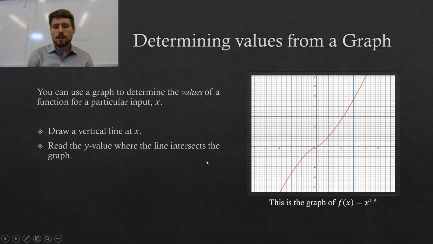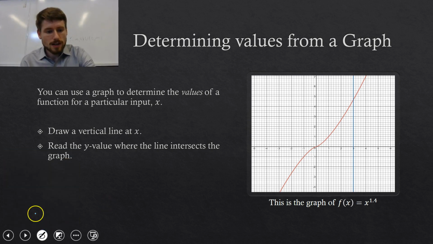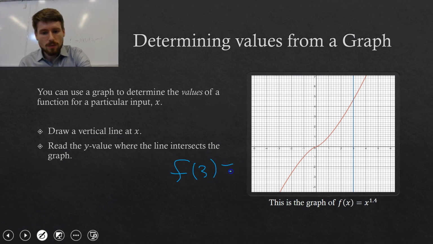So here's a weird one. This is the graph. The red curve is the graph of x to the 1.4. Yes, that's right, you can have decimal exponents. It's a little bit weird, but they're perfectly valid. So here's x to the 1.4. And if you look up f of 3, so I'm interested in finding what's f of 3, that's going to equal 3 to the 1.4. That's a weird number, and you could plug it into your calculator and evaluate it.